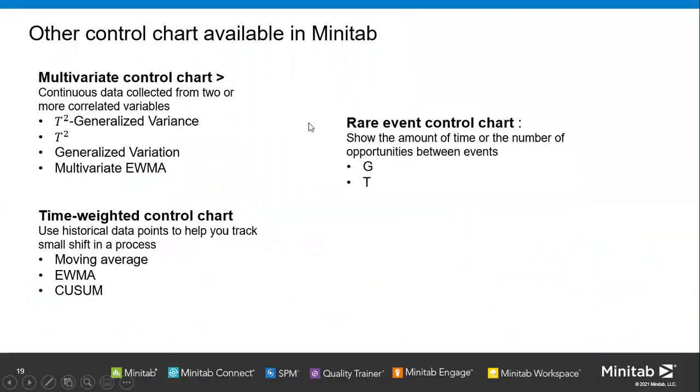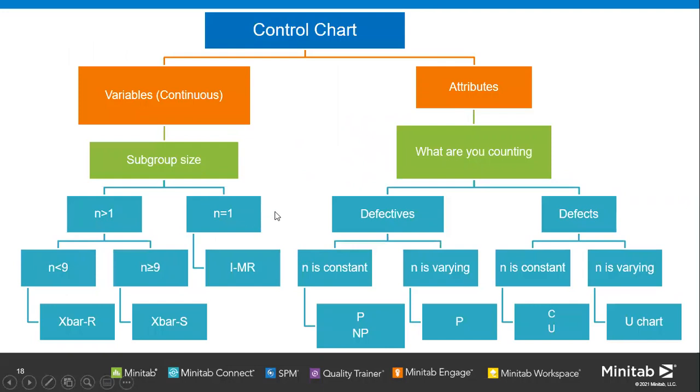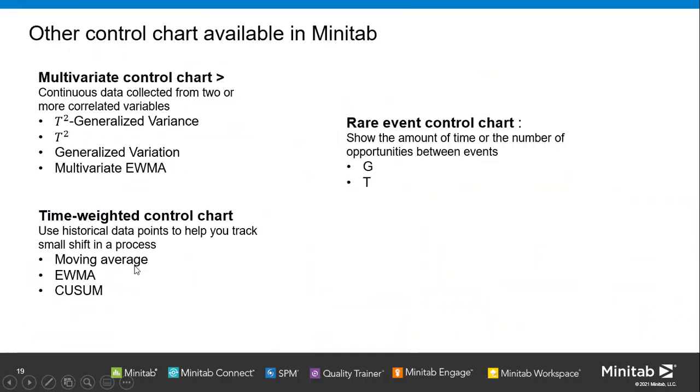We also have other types of control charts in Minitab. We have the T generalized, and the EWMA. Maybe these are the advanced ones, but for the basics, if you're looking at those, you can go for the time weighted control chart, and you can go for the rare event control chart.